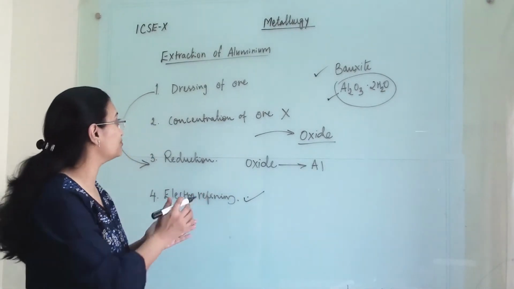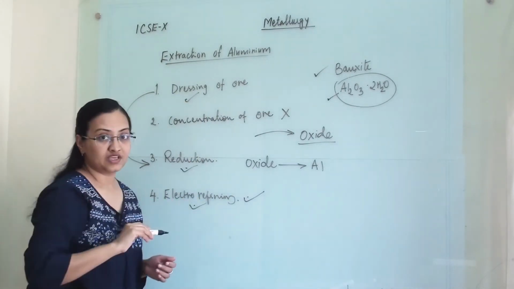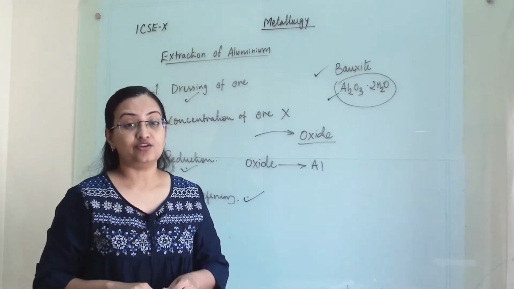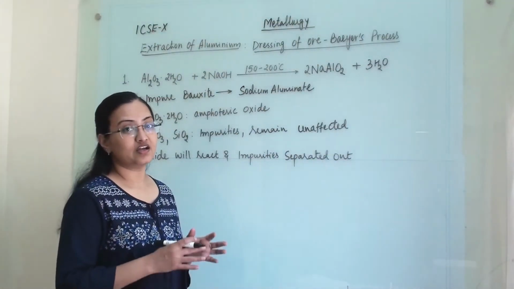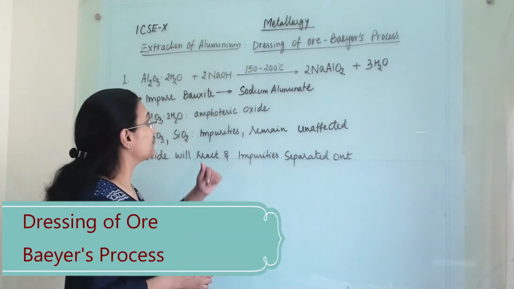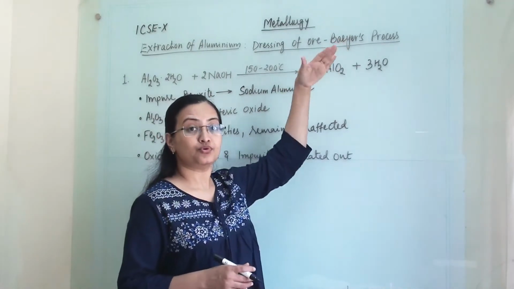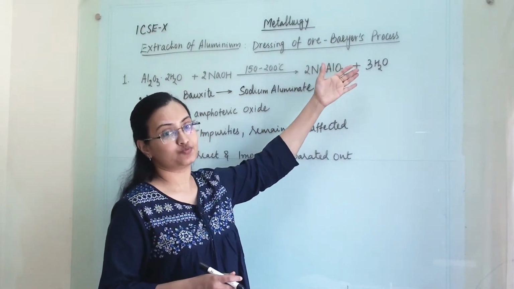Now we are going to see in detail all these three steps, and we will see how we are extracting aluminium from its ore, that is bauxite. So let us understand how we are extracting aluminium. This is the first step, the dressing of ore. This process is also known as Bayer's process.